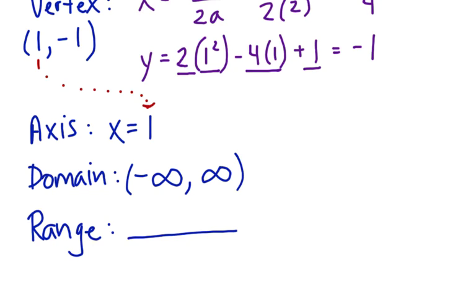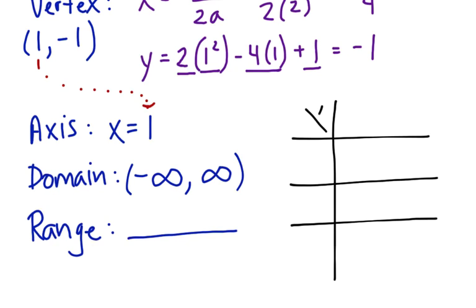So next step is to build that table. I've asked for 3 values. Vertex can be the middle value. So I'm going to put our 1, negative 1 in the center of our table. So when x is 1, y is negative 1. I'm going to back up 1 to the left and 1 to the right of that x value for the vertex. And now our job becomes finding the y value.